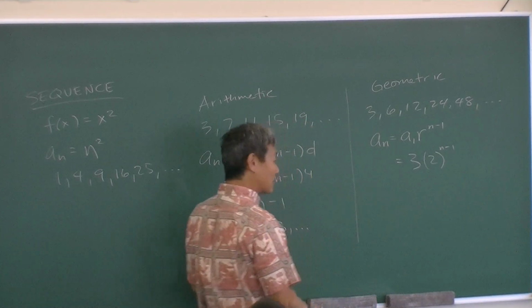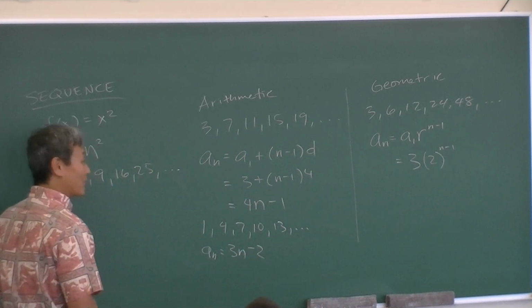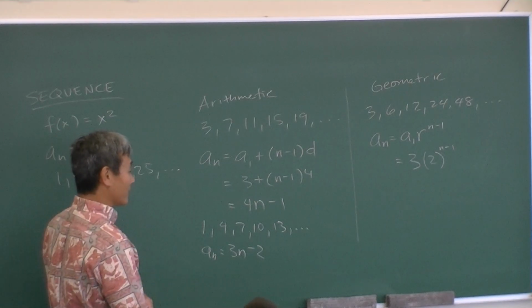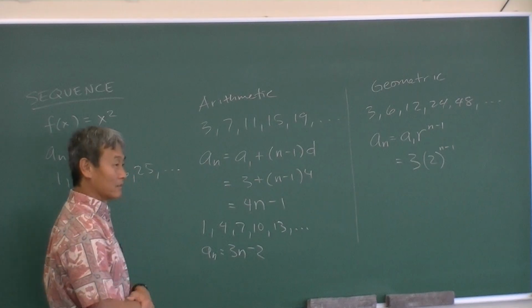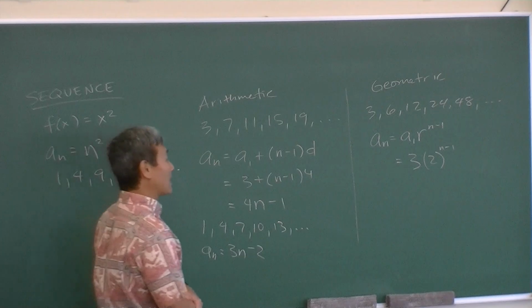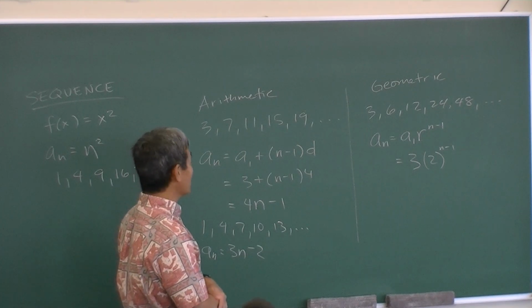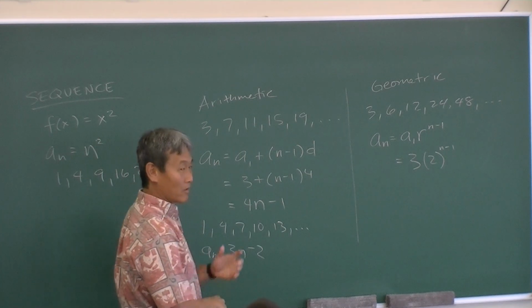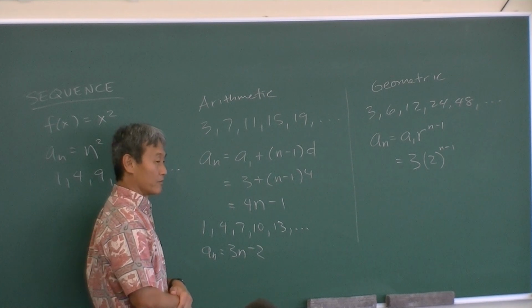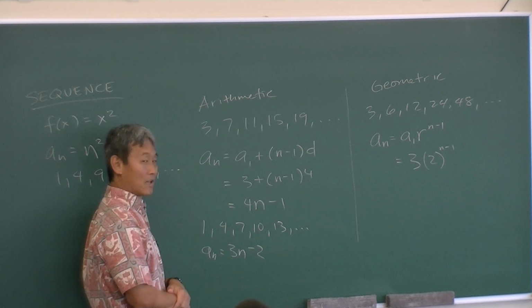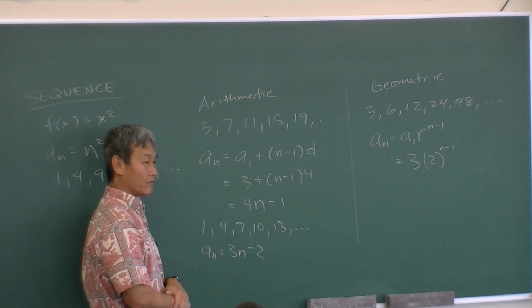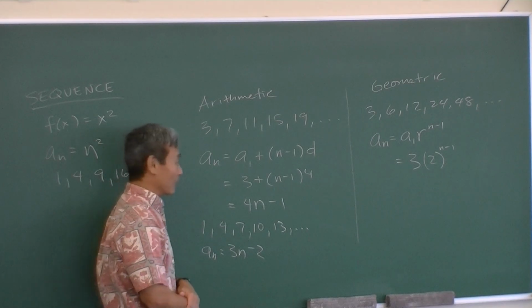We call these explicit formulas. Because if you want to find the 5th term, you just plug in 5. If you want to find the 10th term, you plug in 10. But explicit formulas are not the only formulas to represent sequences. Tomorrow we're going to learn another way. Recursive. You guys did that last year? Recursive? What's that?